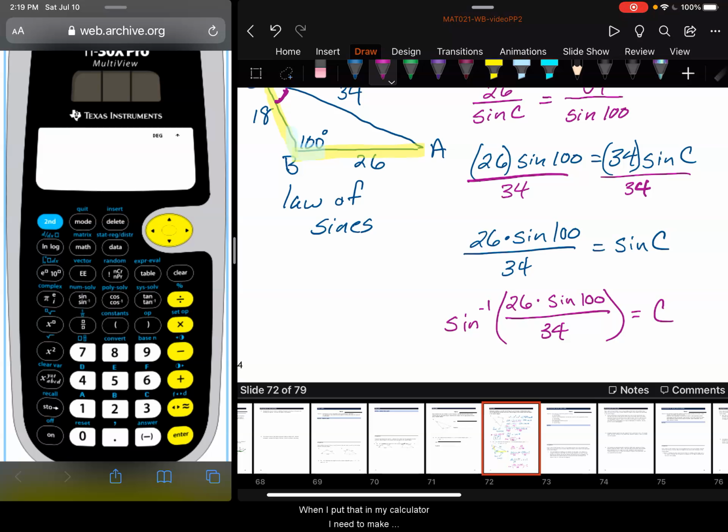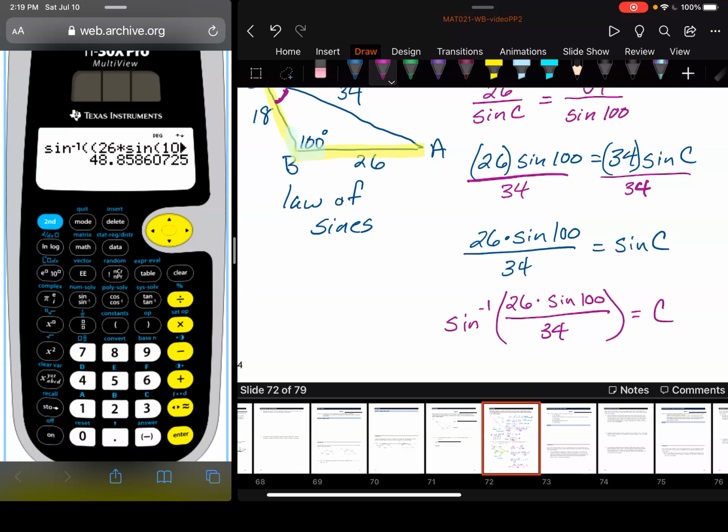When I put that in my calculator, I need to make sure I put in the correct number of parentheses, because that top is going to need a parentheses by itself. So I already have the parentheses for the inverse sine function. So for my numerator, I need another parenthesis, 26 times sine of 100. Notice that sine gave a parenthesis, so I can end the parentheses for the sine, and then end the parentheses for the numerator, and then divide by 34, and end the parentheses for the entire inverse. And hit enter.